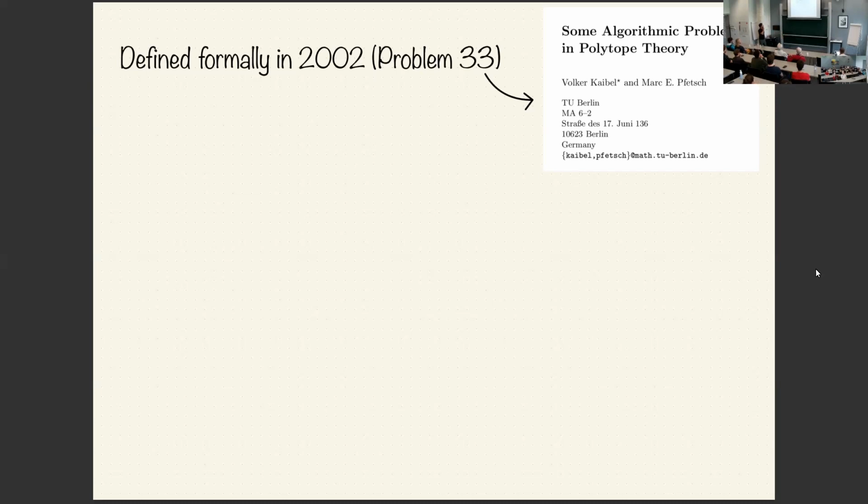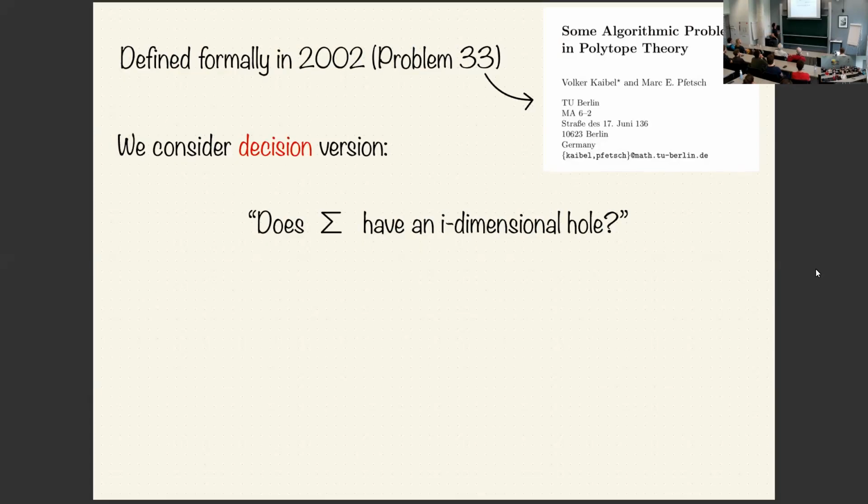We're going to consider the decision version of the problem, where you're given a simplicial complex sigma, and you have to answer the question: is there an i-dimensional hole? Yes or no. So i is part of the input, an integer.